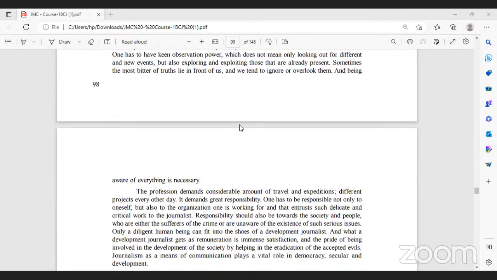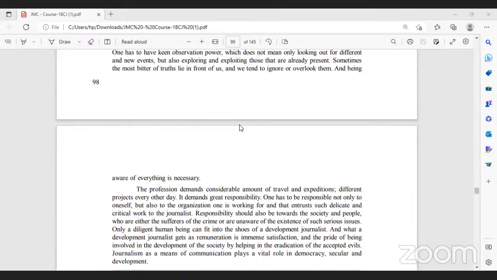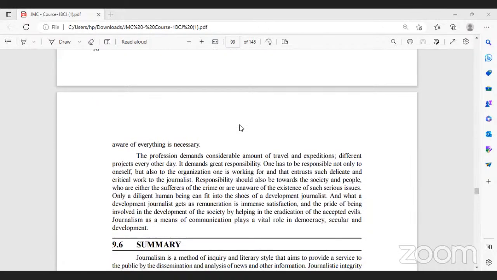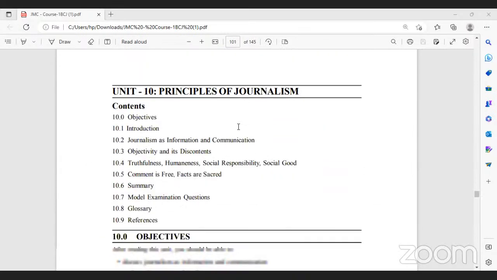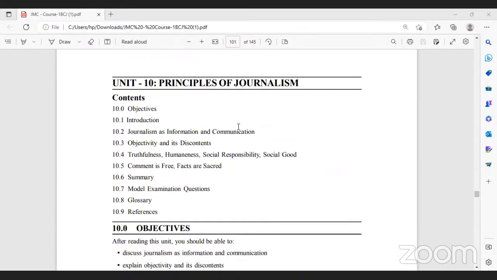But we see that because of certain challenges like education and all those things, they are not able to understand. And we also see that the bitter truths come in front of us, and we try to ignore them because of some XYZ reasons. So development journalism should be a responsible journalism, where we have to cater it to the society.